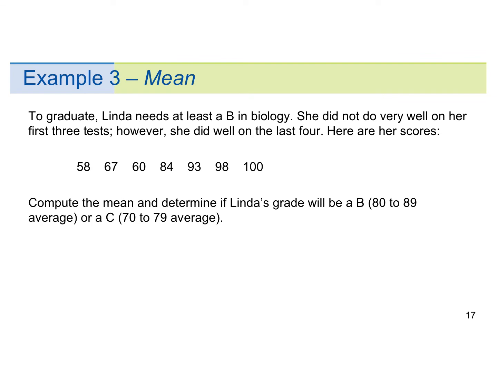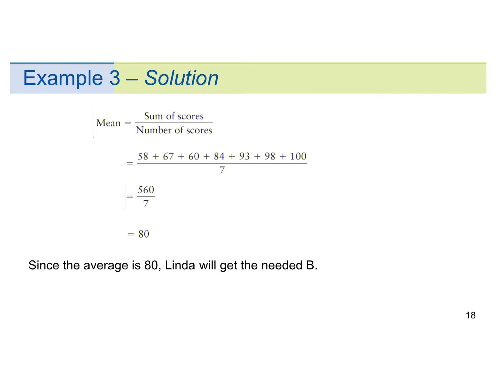So, example, to graduate, Linda needs at least a B in biology. She did not do very well on her first 3 tests, however, she did well on her last 4. Here are her scores. Compute the mean and determine if Linda's grade will be a B, 80 to 89, or a C, and so on. So here's her test scores. What are we going to do? We're going to add them all together. In doing so, you get 560. Divide by the total number of tests, which is 7. Comes out to give us a nice 80. Therefore, Linda will get a B. So add all the scores together, divide by the total number.